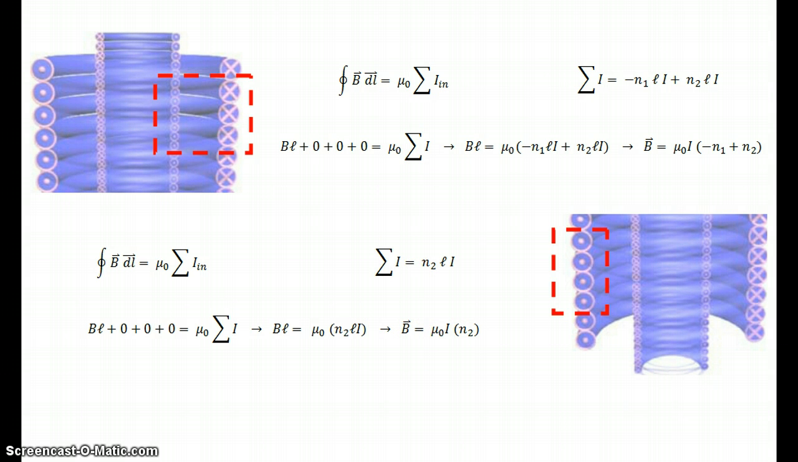For a region where R is greater than R2, I know that the magnetic field would be 0 because the net current enclosed by the loop is 0.